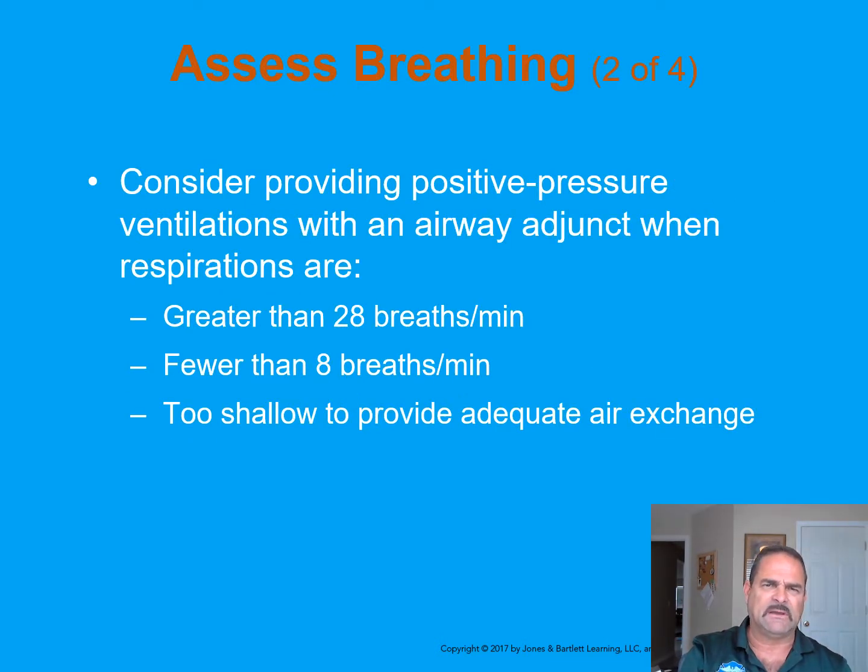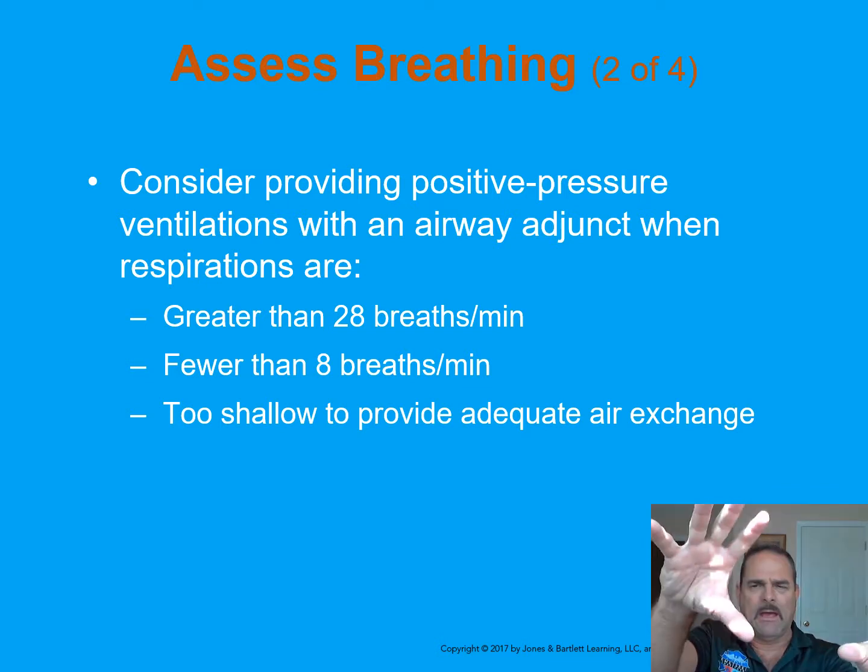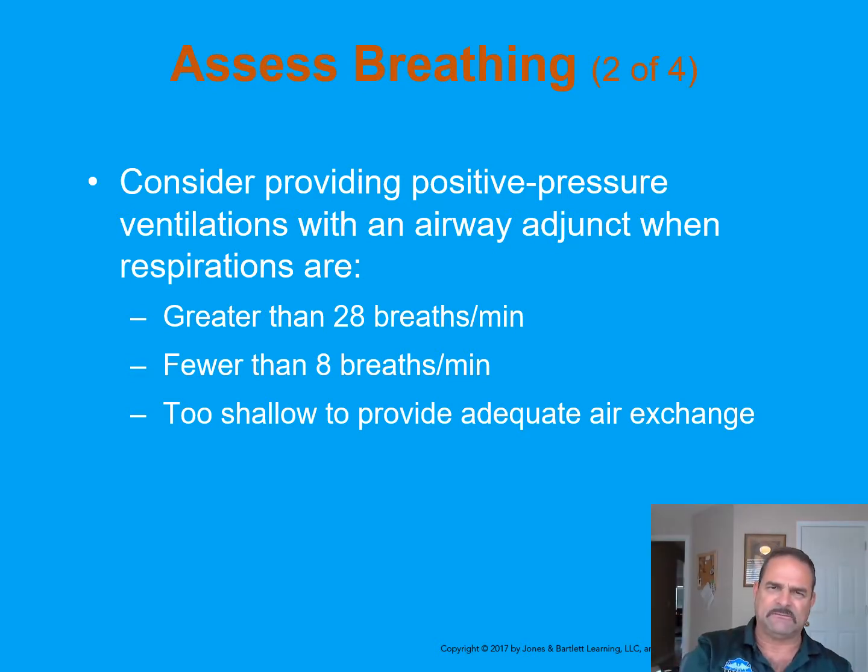Good remembrance. Consider providing positive pressure ventilations with an airway adjunct when the respirations are greater than 28 per minute or fewer than 8 breaths per minute, or too shallow to provide adequate air exchange. This is when we get our BVM and provide bag valve mask resuscitation, positive pressure ventilations. Before this course is over, your BVM is going to be a real friend to you. It is going to be your best friend, other than a couple other airway adjuncts that you use. It is a very important piece of equipment on your repertoire of tools.